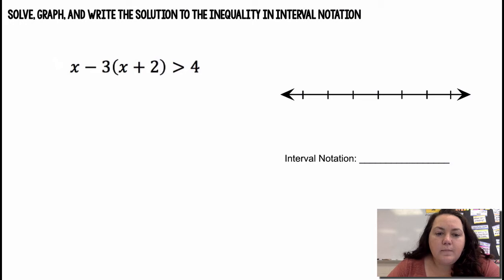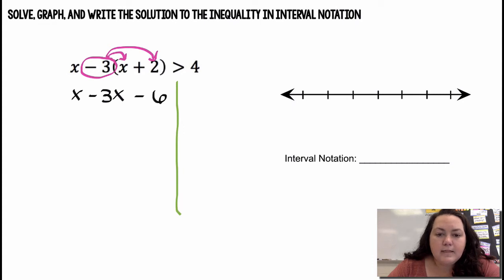All right, the next one. I have to distribute that negative 3 this time, because there's something in front of it. That gives me x minus 3x minus 6 is greater than 4. I can combine like terms: I have a 1x minus 3x, which gives me negative 2x minus 6 is greater than 4.